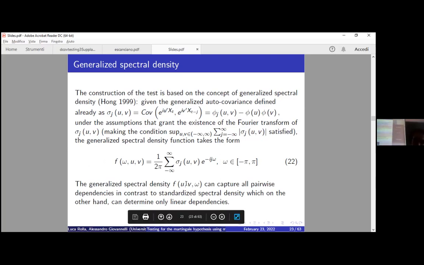The generalized spectral density can capture any pairwise dependence. This is in contrast with the standardized spectral density, as it is more limited to linear dependence. Okay.